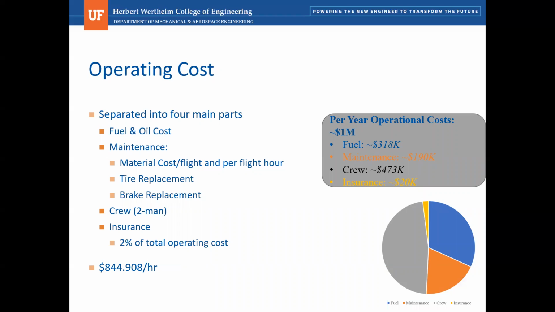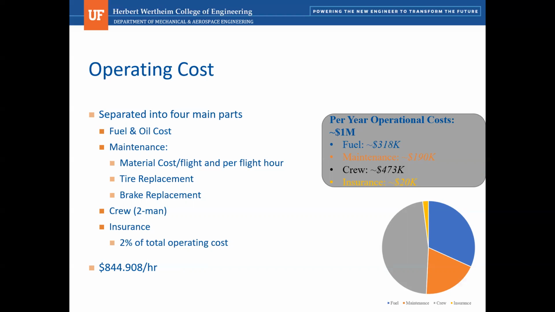Next is operating cost. Operating cost is separated into four main parts: fuel and oil cost, which are joined together because oil only takes up about 1% of the total fuel cost. Maintenance cost, which is the material cost per flight and the material cost per flight hour. Tire replacement and brake replacement.